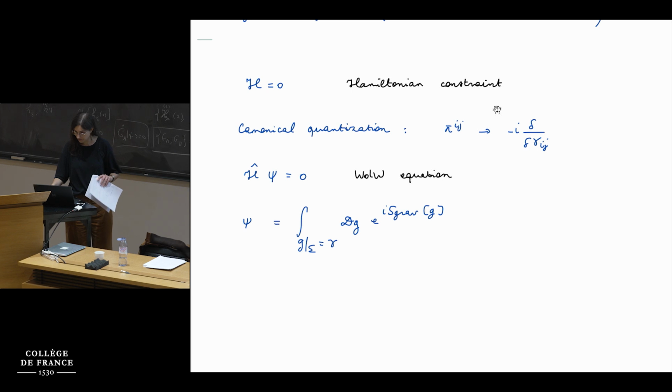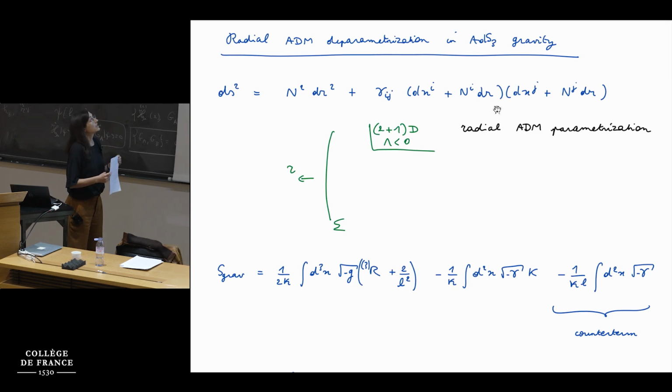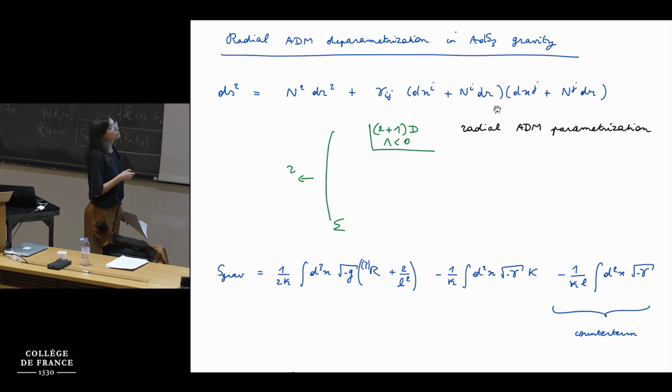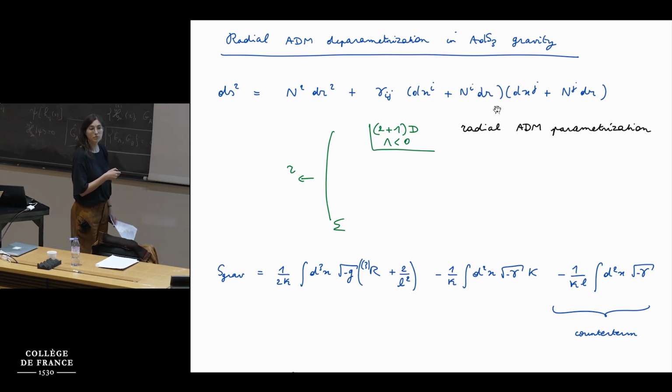And now we turn to AdS3 gravity instead. So AdS3 gravity means that now we're in 2+1 dimensions with a negative cosmological constant. And instead of considering slices that foliate spacetime in a time-like manner, we want to do a radial slicing. And for that, we need a radial ADM parametrization, meaning that the lapse is sitting in front of a space-like coordinate in the metric. But for the rest, this is the same type of ansatz.